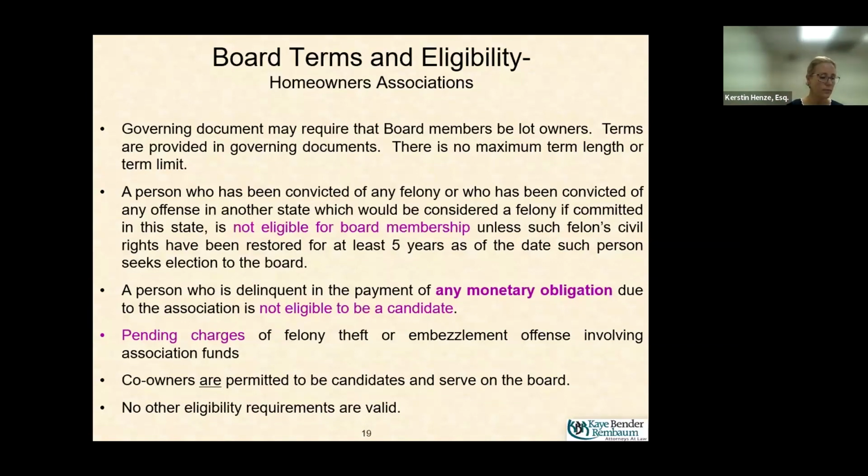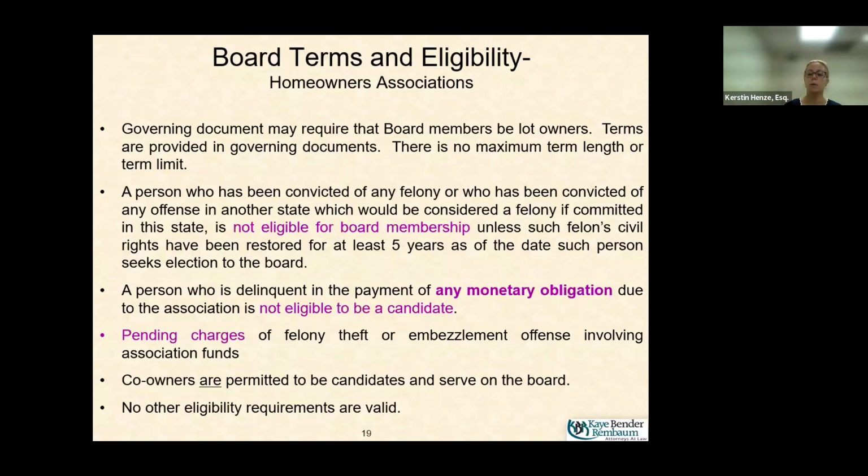Okay. There's also no maximum term length or term limits for HOAs. Co-owners are permitted to be candidates and serve on the board at the same time. Okay. Really, the only eligibility requirement in the statute for HOAs is that if you've been convicted of a felony, you're not eligible for board membership unless your civil rights have been restored for at least 5 years.